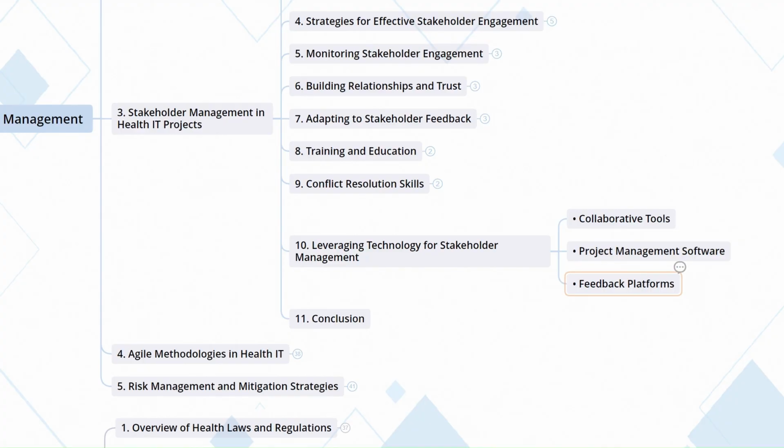Next, feedback platforms. Implementing online survey tools such as SurveyMonkey or Google Forms can streamline the collection of stakeholder feedback and opinions, ensuring that their voices are heard and considered in project decision making.